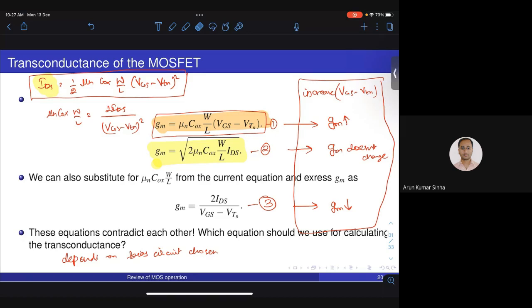But for the sake of completeness, equation 3 should be used in a hypothetical situation wherein the biasing circuit fixes the gate to source voltage and also fixes the drain to source voltage, and W and L are chosen so as to get the required current through the transistor.